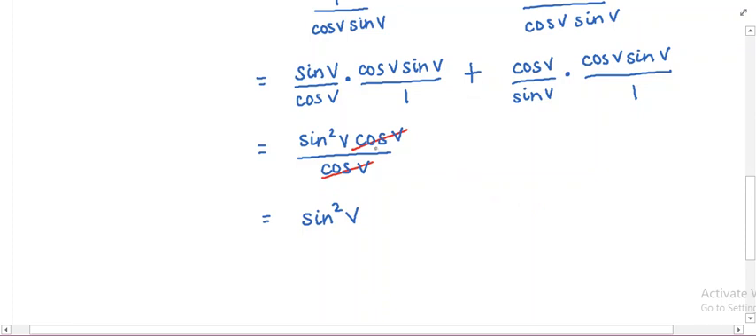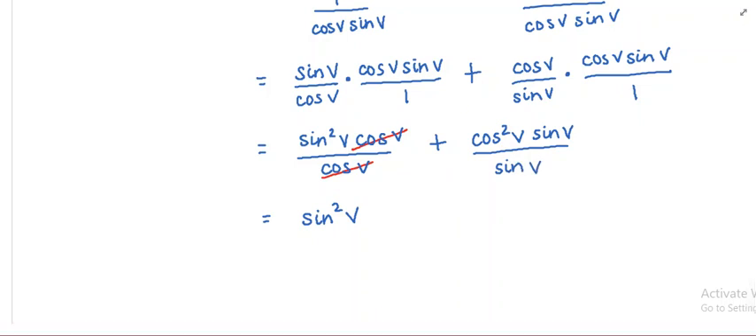Okay, so in the next step, bring down the plus sign in the middle. We're going to multiply across the top and across the bottom. When you multiply across the top, you've got the cosine of v times the cosine of v times the sine of v. That's going to be the cosine squared of v times the sine of v. That's the new numerator. The bottom is the sine of v times 1, which is the sine of v.